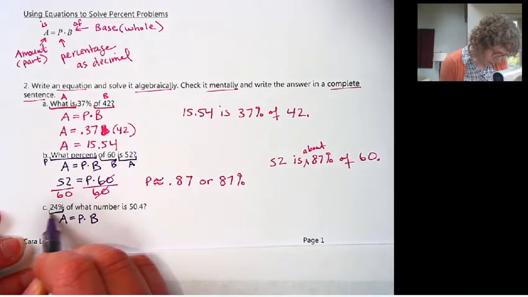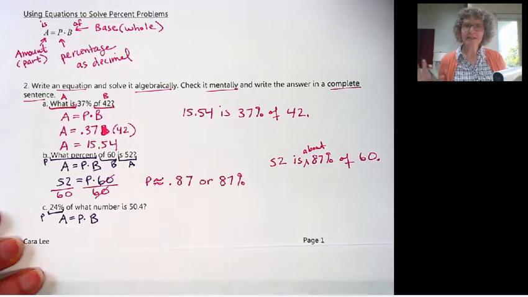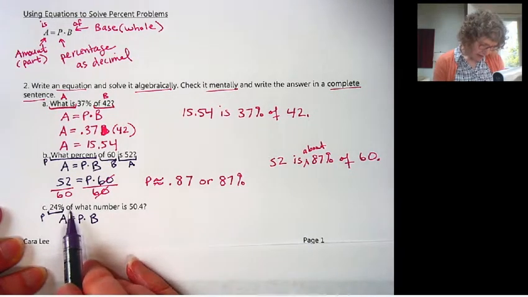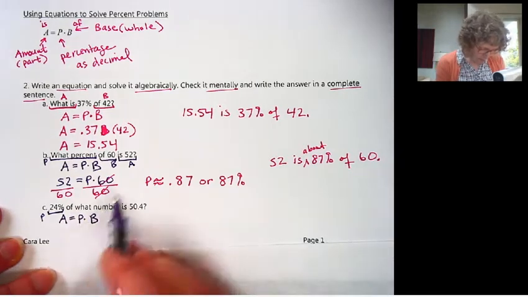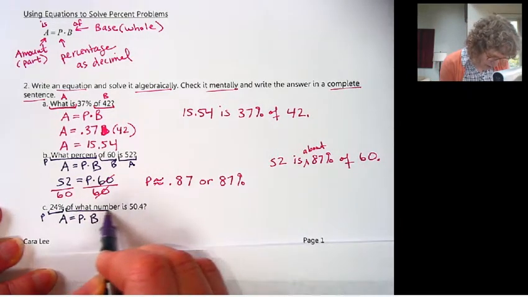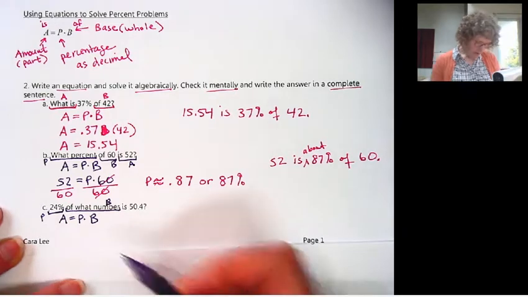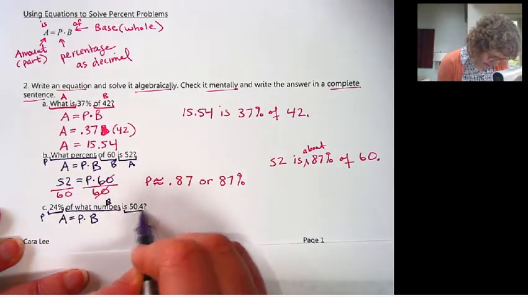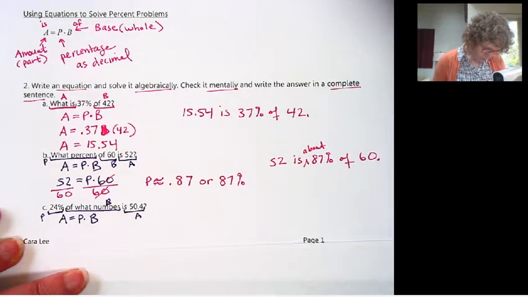24%. Okay, so 24%. That's our P. It's a dead giveaway when you see that percentage. Even though there's the of there, that's going to go with of what number. So of what number, that's our B. We don't know B this time. Is our A. So 50.4 is our A.